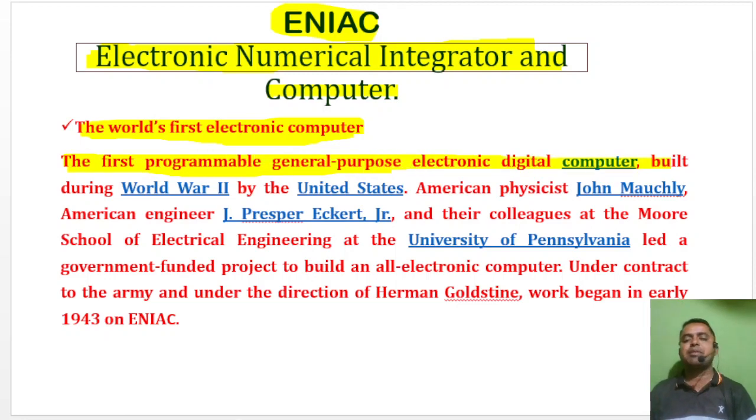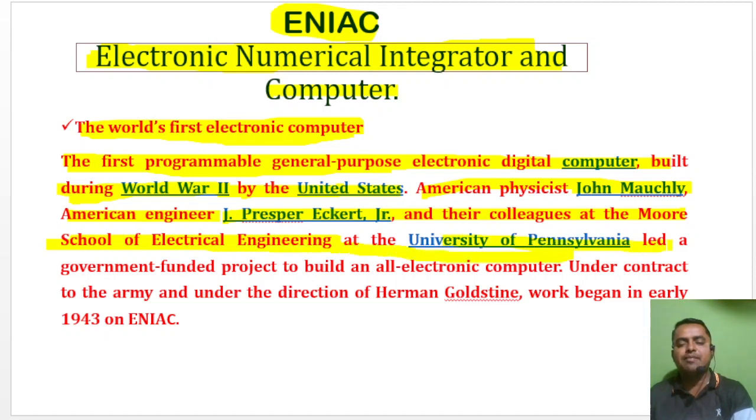The first programmable general purpose electronic digital computer was built during World War II by the United States. American physicist John Mauchly and American engineer J. Presper Eckert and their colleagues at the Moore School of Electrical Engineering at the University of Pennsylvania led a government funded project to build the all electronic computer.